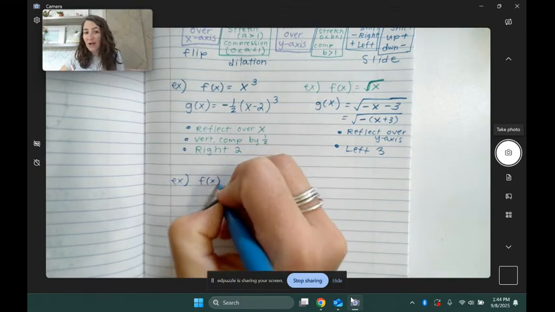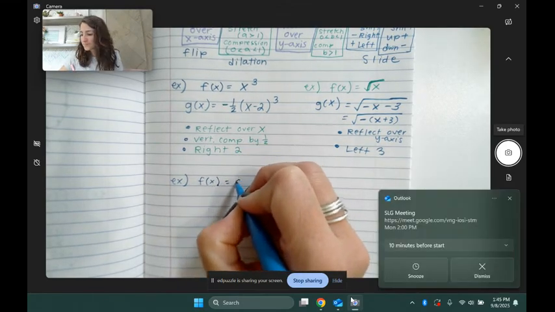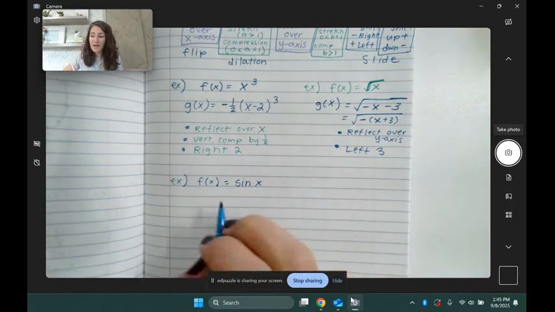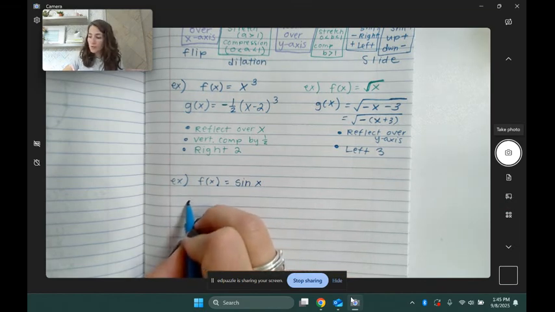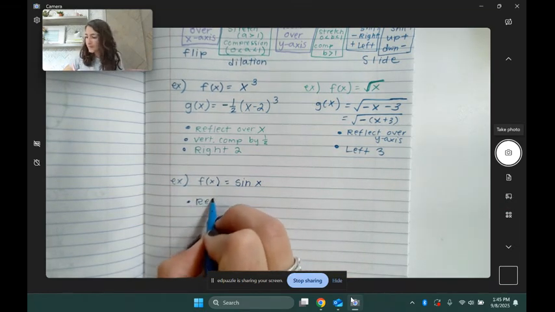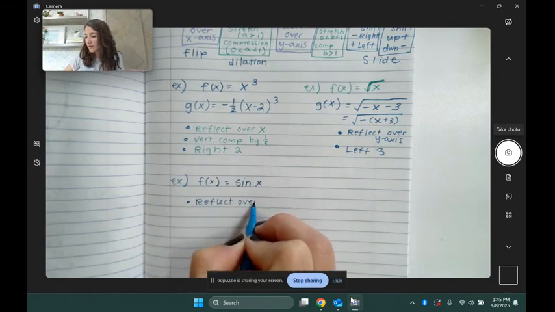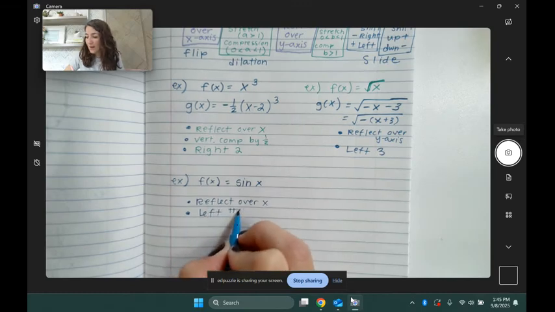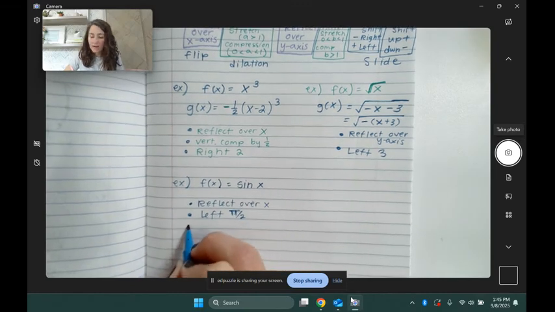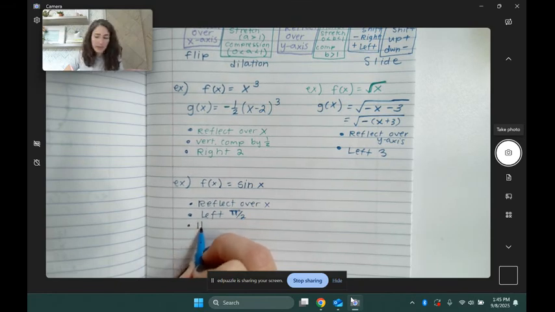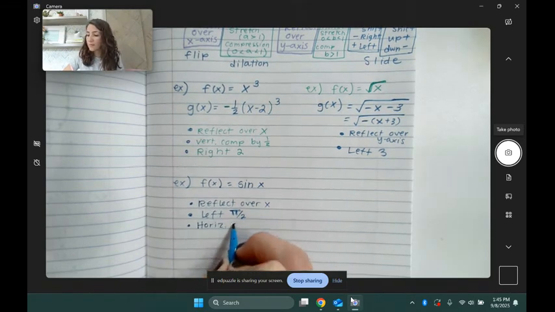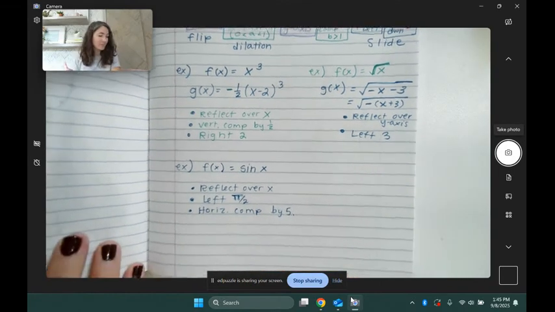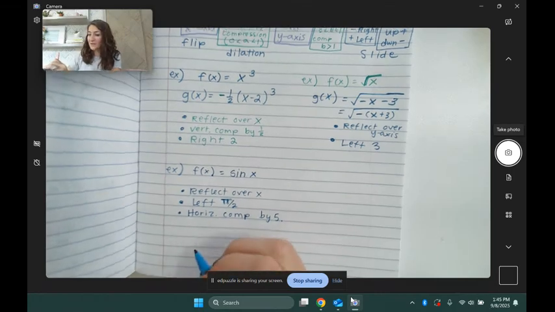All right, I'm going to do a little bit of an opposite thing now. We're going to start with the sine of x parent function, and I would like you to do 3 things to it. Reflect it over the x-axis, I would like you to shift it to the left by pi over 2, and I want a horizontal compression by 5.